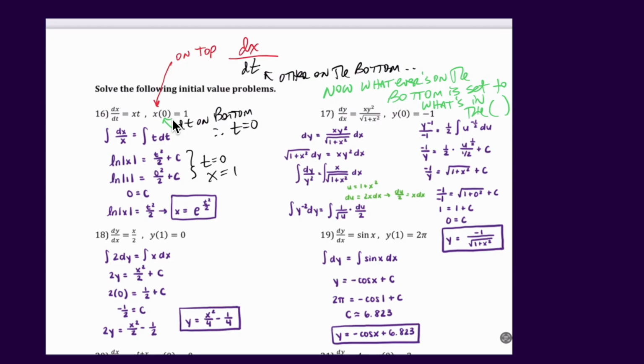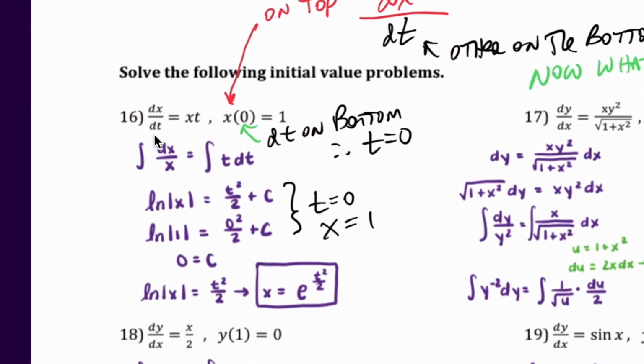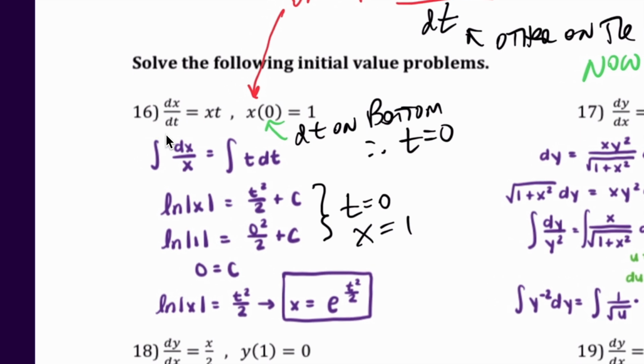So for example, in this first example, and I apologize, I know this is very busy, we're going to focus here on number 16. And you could see if it's solved for dx/dt, the bottom variable, in this case t, is going to apply to what's in the parentheses. And the top variable, here it's x, is going to apply to what's on the opposite side of the equal sign.